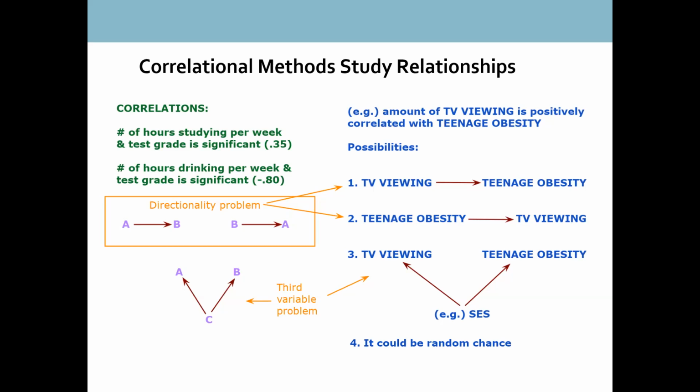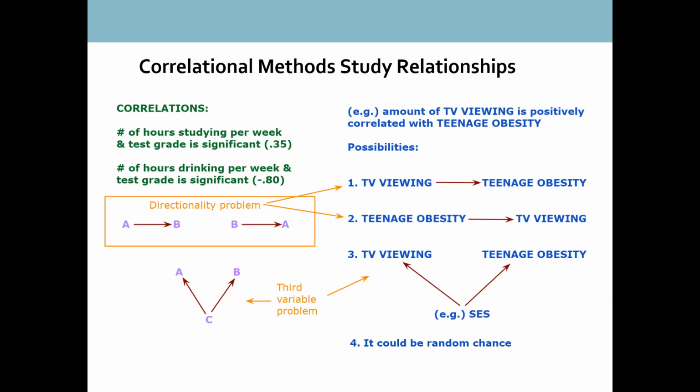The negative sign with the -0.8 means that the direction is reversed. That higher numbers go with lower numbers. So the more hours drinking per week, the higher that goes, the lower the test grade tends to be, which is what you would expect. The lower the number of hours drinking, the higher the test score.